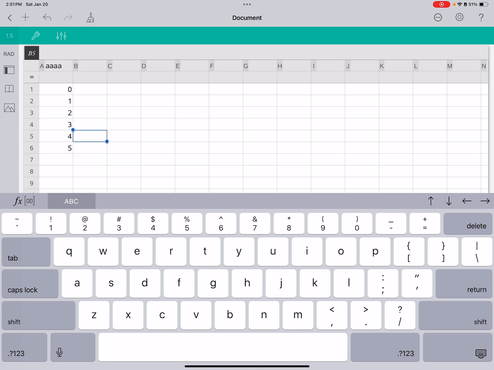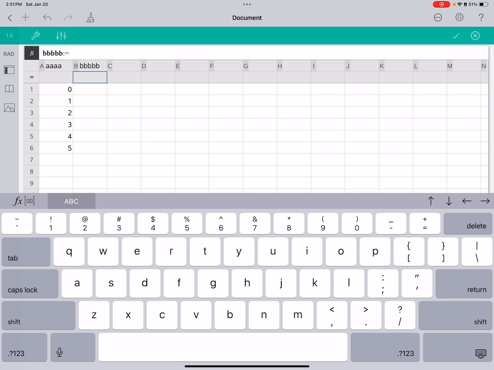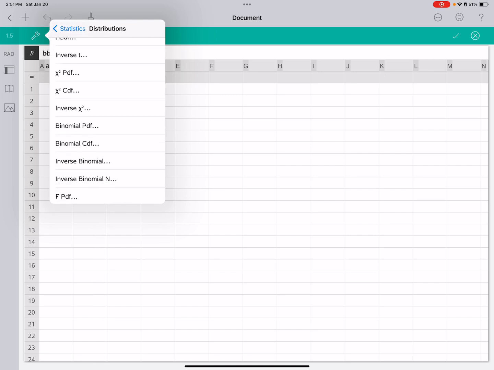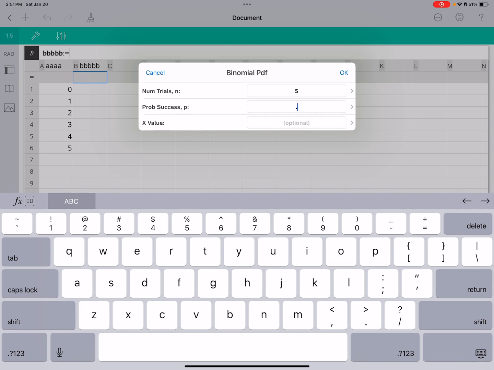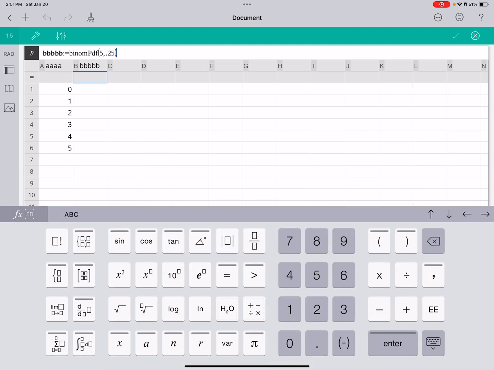And then I'll just make this one B, and I'm just going to go down 1 spot. Hit an equal sign, because that means I'm about to put a formula in. We're going to do the same thing you just did on your calculator. Menu, statistics, distribution. You're going to scroll down to Binomial PDF. Put 5 trials, probability of success 0.25, leave X blank, hit OK, and then hit return. And there you go. There's the same thing that I just had on my calculator, except now it's a little bit easier to read.